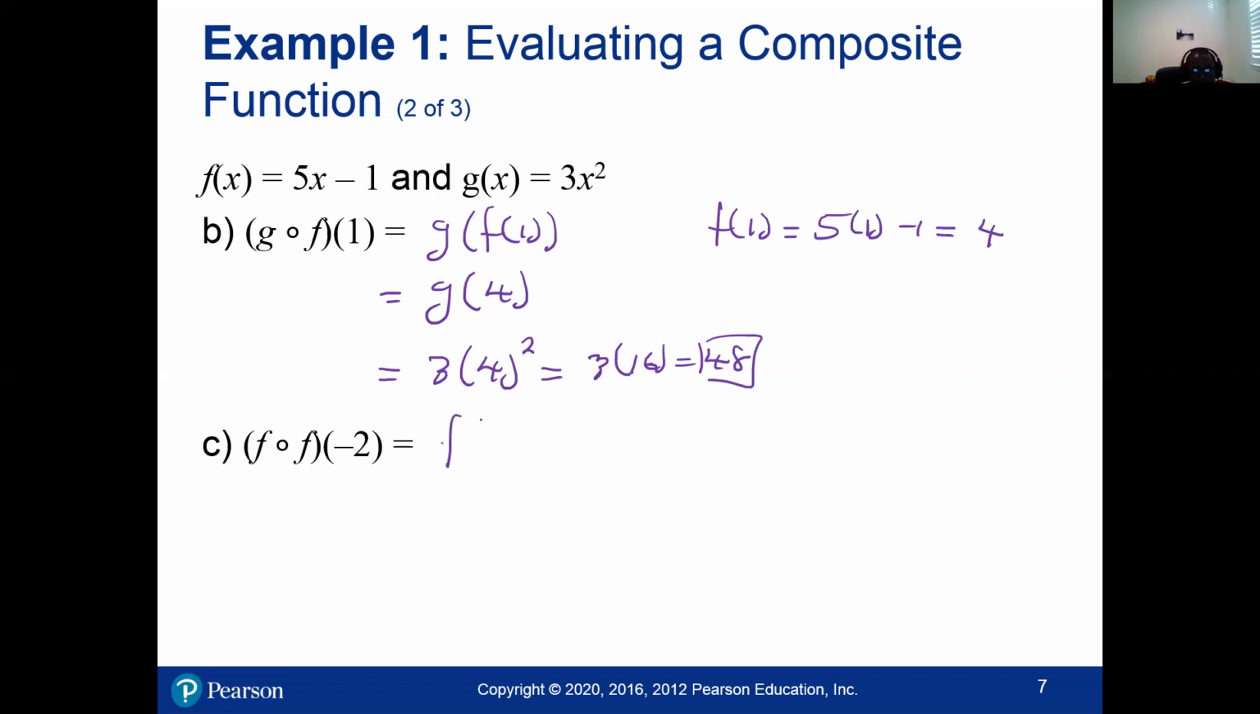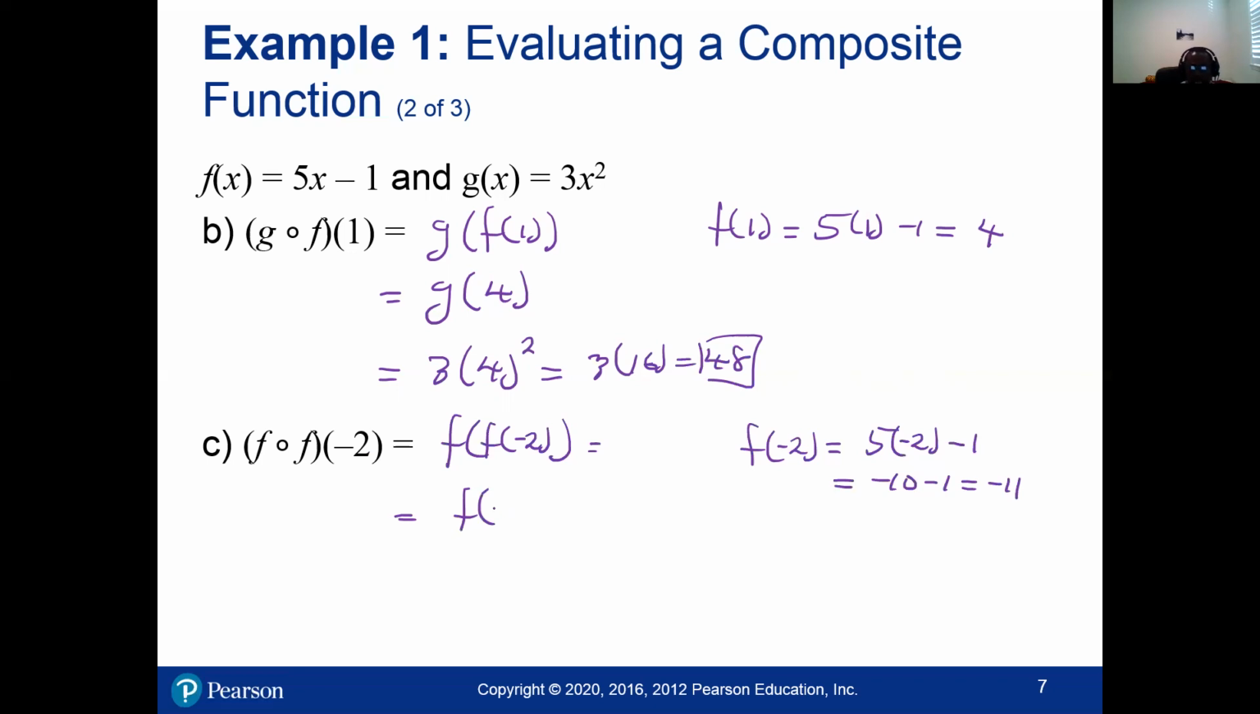And then f of f of negative 2. This is f of f of negative 2, like that. Okay. First, let's evaluate the function f at negative 2. And that gives me 5 times negative 2 minus 1, which gives us negative 10 minus 1, which is negative 11. Okay.